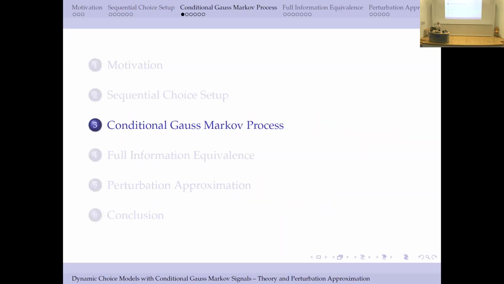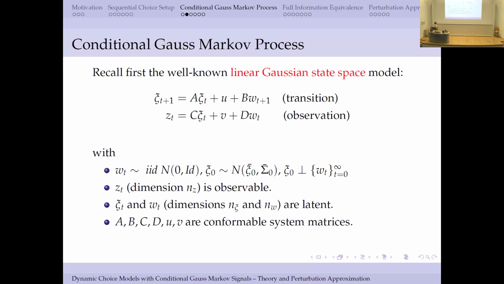All right, so I talked a lot about these conditional Gauss Markov processes, so I should introduce them. Let me introduce them by going back to the basics of the linear Gaussian state space models, in which we assume that our latent vector variables Xi follows a linear transition equation.